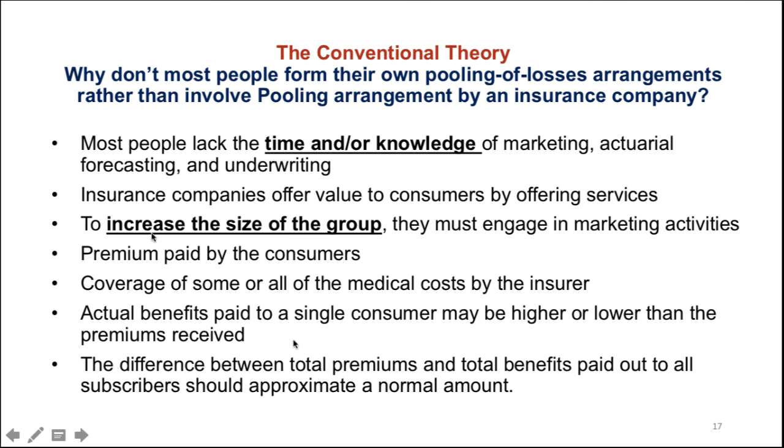The actual benefit paid to a single consumer may be higher or lower than the premium received. It definitely will be lower or higher based on whether you are in the top frequent users or the bottom users. The difference between the total premium and the total benefit paid out to all these subscribers should approximate a normal amount, or we can say normally distributed, so the health insurer can cover its expenditure plus its profit.